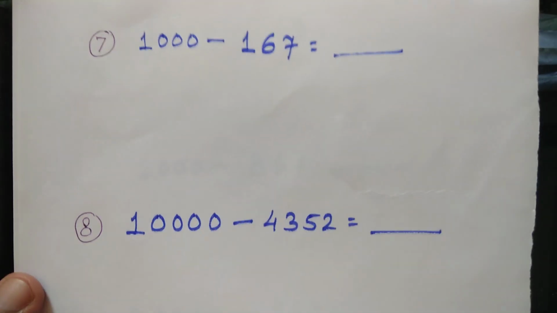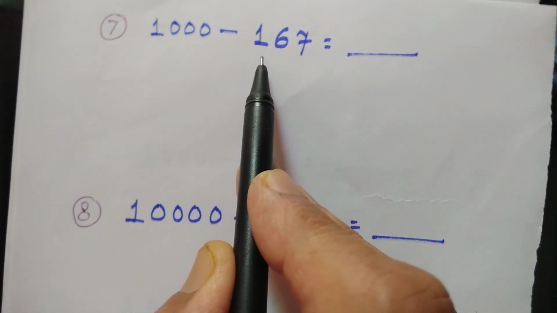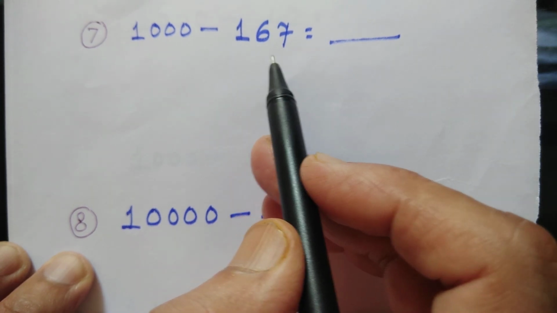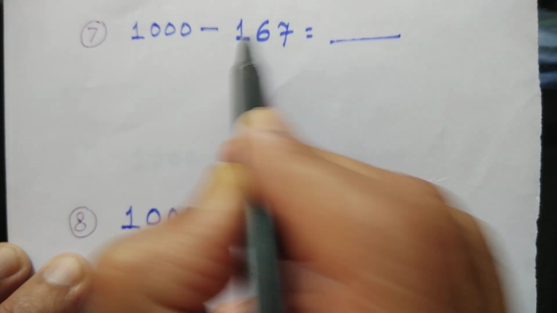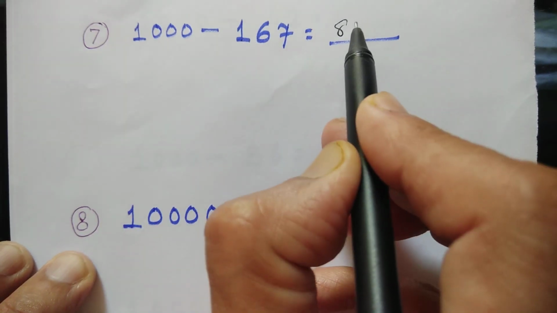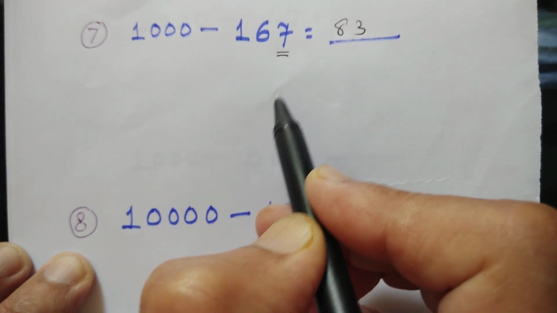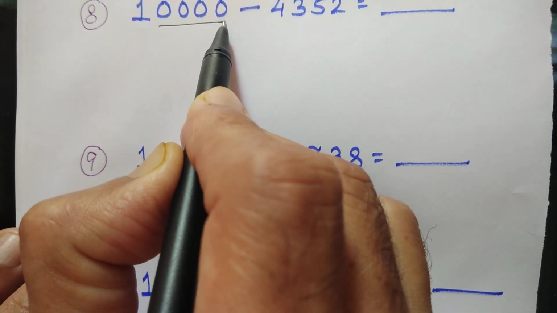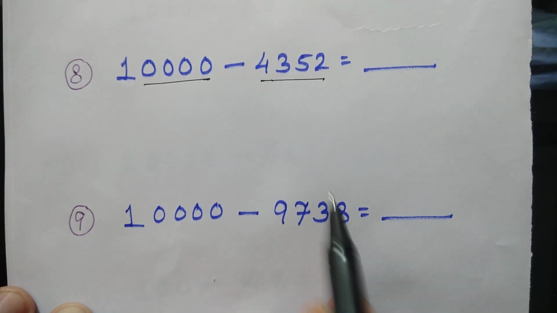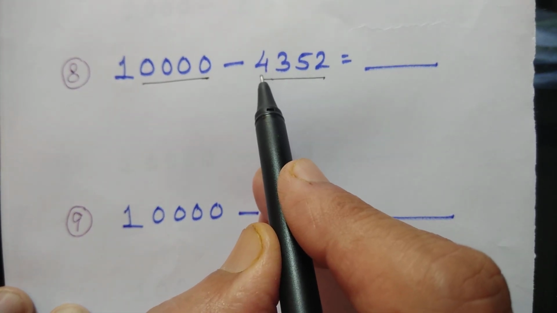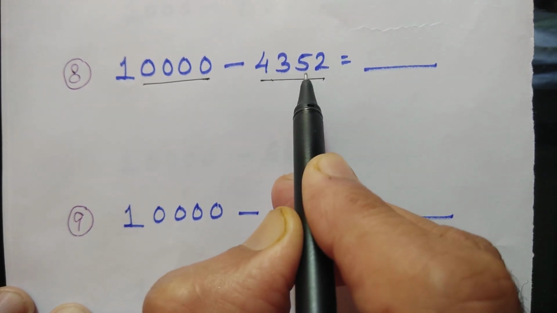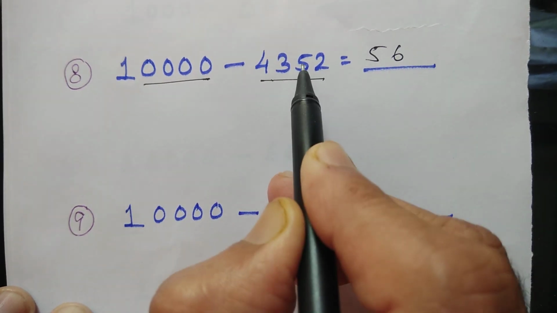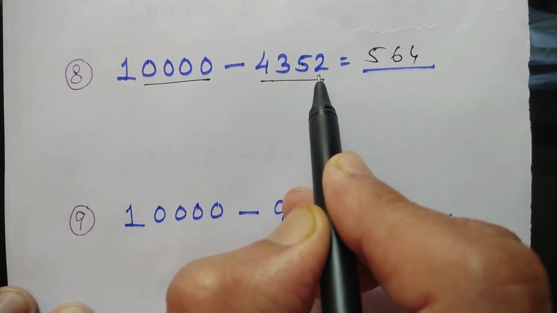Here the 7th example, 1000 minus 167. All from 9 and last from 10. All from 9 means 1, 8, 9: 6 plus 3 is 9, and this is subtracted from 10, 7 plus 3 is 10. Here a 4 digit number. All from 9 and last from 10. 4 plus 5 is 9, 3 plus 6 is 9, 5 plus 4 is 9, and the last from 10 means 2 plus 8 is 10.